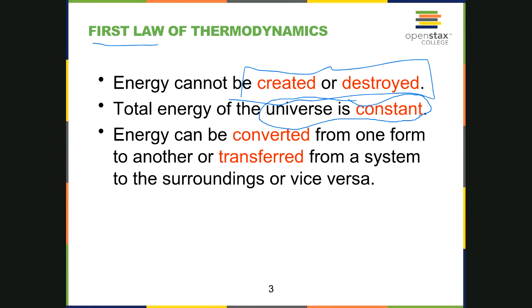So energy can be converted from one form to the other, like chemical energy going to heat energy. It can be transferred, say, from the system to the surroundings, or from the surroundings to the system. But in any case, the total amount of energy does not change. Anybody got a question? Okay, let's look at some more stuff.